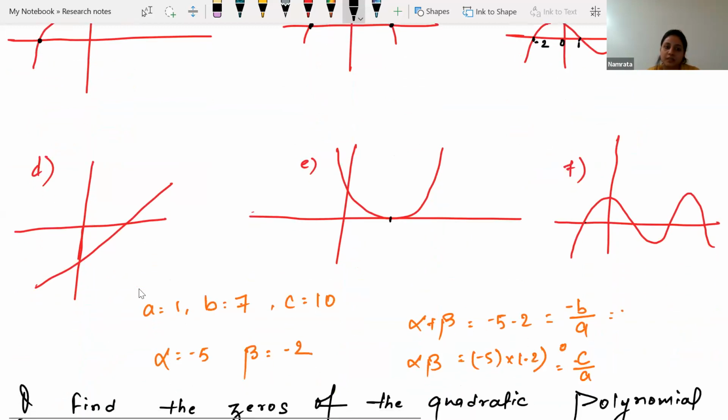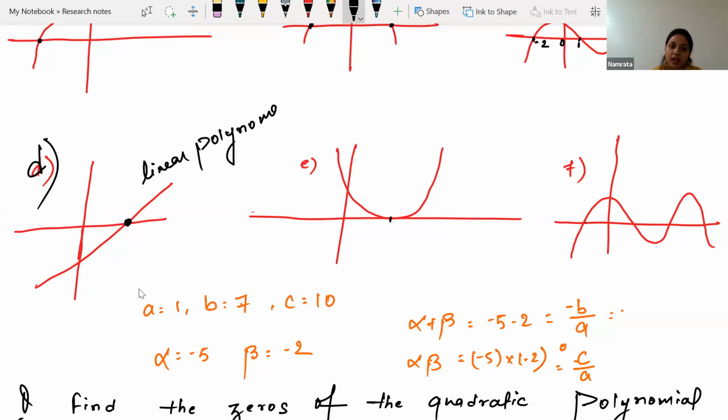The line is touching the x-axis. This is D. Can you see it is just cutting the x-axis at one point? We are not concerned with the y-axis. Okay, ma'am, I understood. Yeah, it's one, no? This is called a linear equation graph, a linear polynomial. The highest power will be 1 and the number of zeros will be 1 only. Right, Harshit? Yes, ma'am. Next one, E. How many zeros are there? 1.